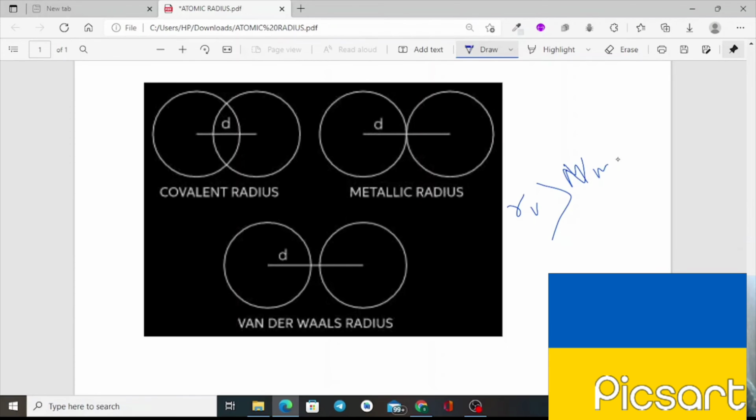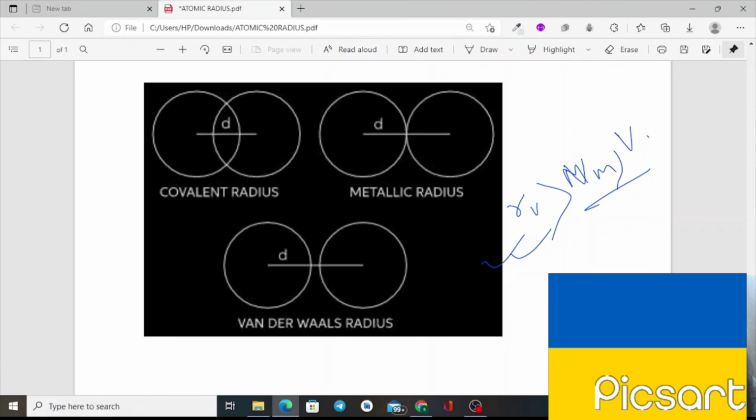Lastly we have covalent radius. Here it is clearly visible that they are overlapping. If they are overlapping, it means if we take half of the distance of this species, it will naturally have a very small size as compared to the rest of the two, van der Waals and metallic. So covalent radius will be the smallest radius and van der Waals will be the largest because of the interaction and the overlapping. You have understood very well.